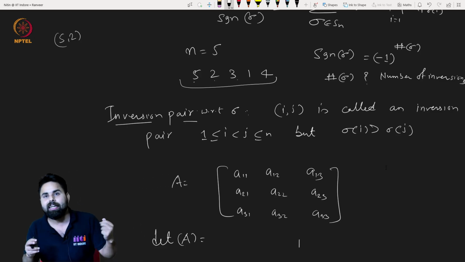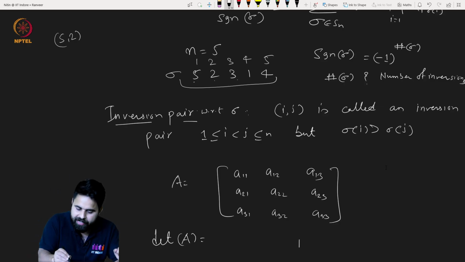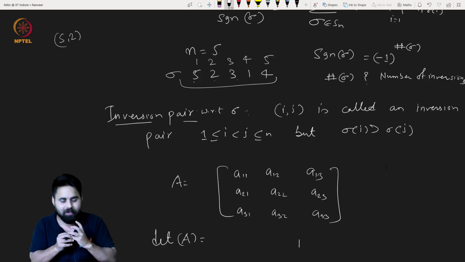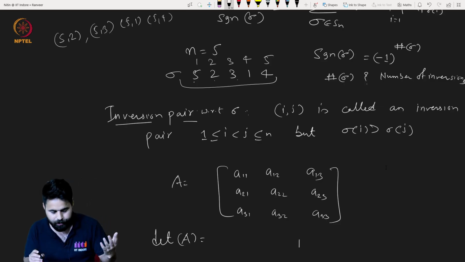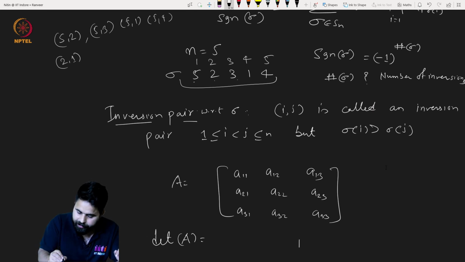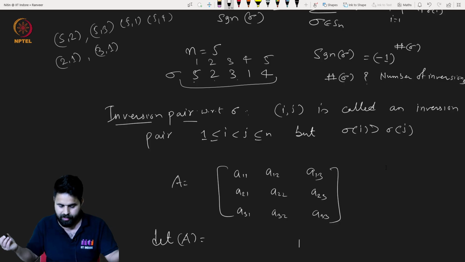Because if you see, the natural order is this, but the sigma order is this. So 1 is less than 5, but in the ordering with respect to sigma, 5 is coming first. So this is an inversion pair. Similarly, 5 2, 5 3, in fact everyone with respect to 5, and 5 4. Very good. What about 2? 2 is just 1, so 2 1. For 3, how many? This is 3 1. That's all. For 1, everything is good.